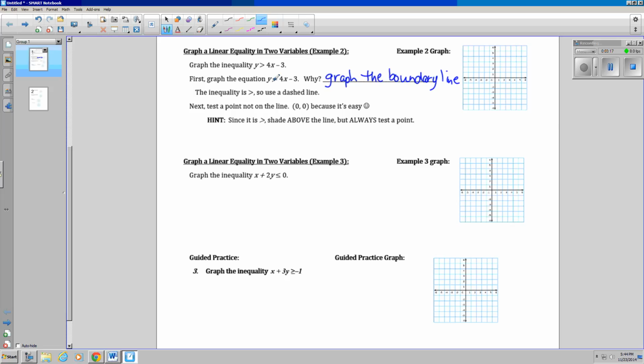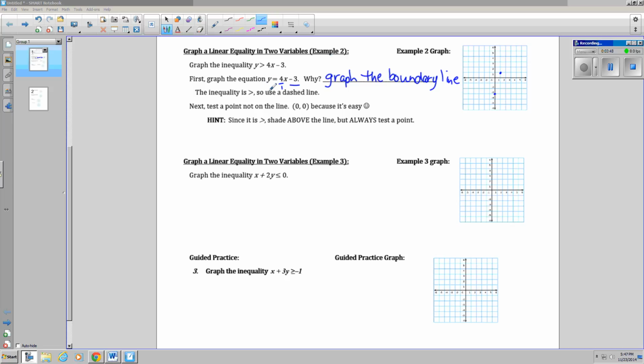So this equation is in slope-intercept. It's also kind of in slope-intercept here. So if you want to just imagine the equal sign there, let's graph this line. So our y-intercept is negative 3 since it's in slope-intercept. So we're going to go down to negative 3 on the y-axis. Our slope is 4 over 1. So from our y-intercept, we're going to go up 4 and to the right 1. Okay, so now we've gone up 4 and over 1.